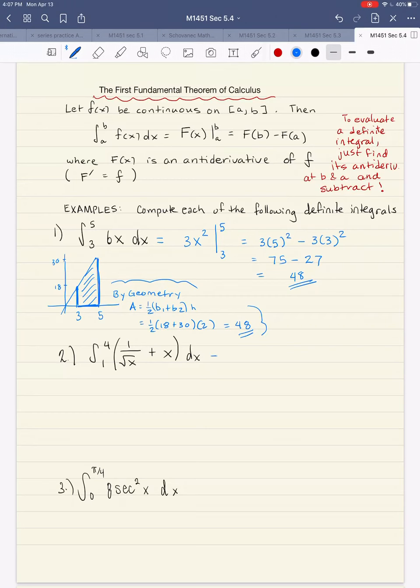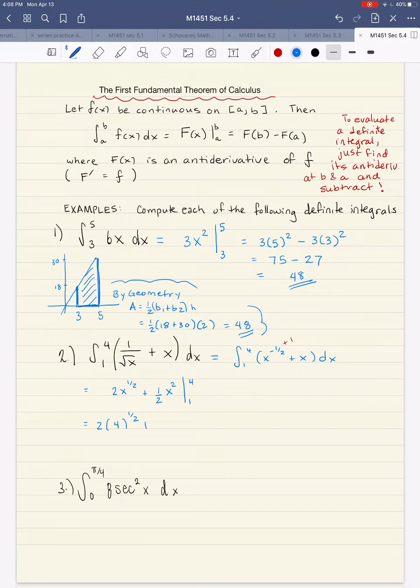In the next example, we've got to start by rewriting 1 over the square root of x as x to the negative 1/2. Then we find the antiderivative. You got to add 1 to the exponent, divide by the new exponent. And so our antiderivative in this case is going to be x to the 1/2. When you divide by 1/2, you get a factor of 2 out here. And then you get the integral of x is 1/2 x squared to be evaluated from 1 to 4.